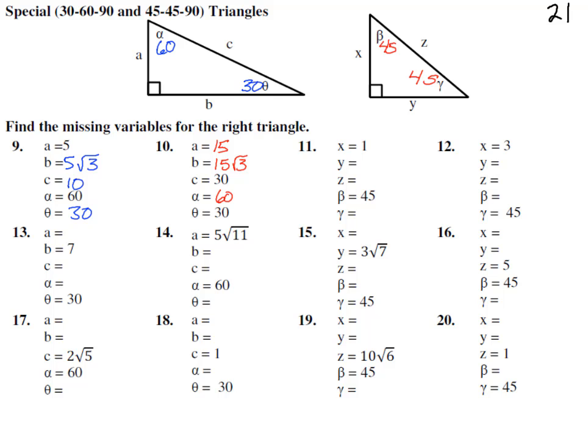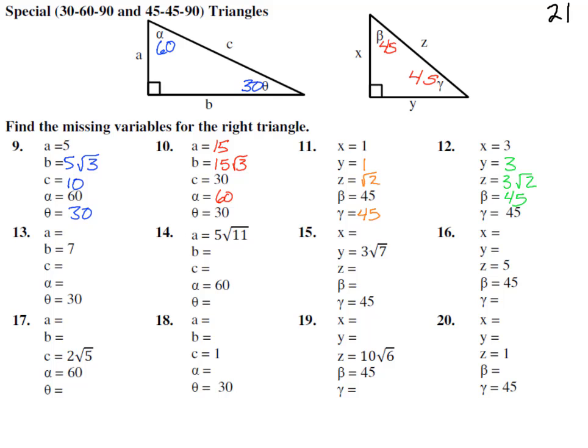Great. Now 11, if X is 1, Y is 1, indeed, and Z is that times the square root of 2. And of course we have a 45 degree here. What's next? Number 12, if X is 3, this is isosceles, Y is 3 as well, and Z is going to be this times the square root of 2. Again, that would happen by the Pythagorean theorem if you wanted to skip over the shortcut. And of course, beta is 45 degrees.